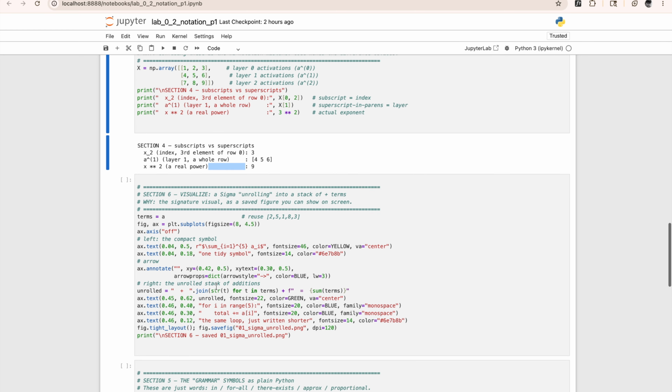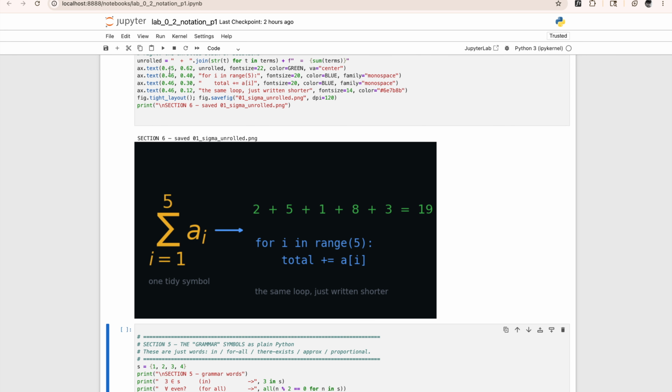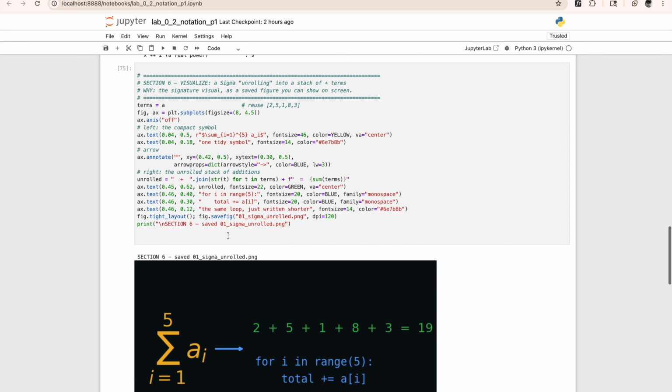Here is the whole idea in one picture. On the left, the compact sigma. On the right, the same thing unrolled into 2 plus 5 plus 1 plus 8 plus 3, and the matching loop. One tidy symbol, the same loop, just written shorter.